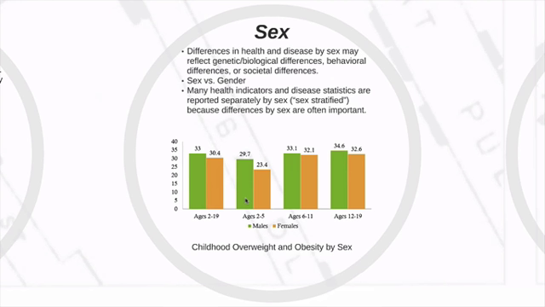So moving on to thinking about sex. When we look at differences in health or disease by sex, we have to remember that it may reflect a number of different things. So it could reflect genetic or biological differences between men or women. For example, sex hormones play a large role in metabolism and other cardiovascular outcomes. It could reflect behavioral differences. Perhaps there are behaviors that are more normative for men versus women.